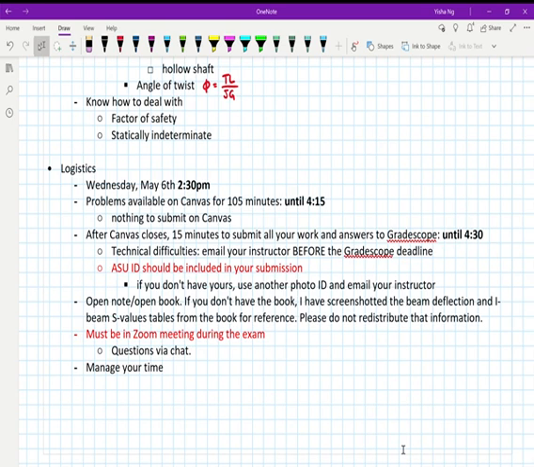If you have technical difficulties, email your instructor before the Gradescope deadline closes. And there's also a new rule that your ASU ID should be included in your submission somewhere.